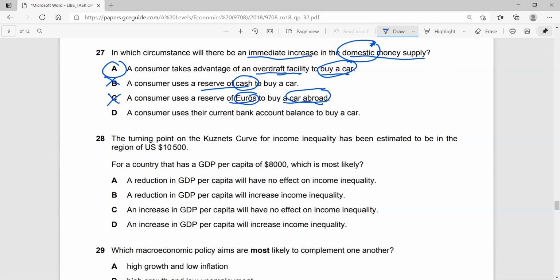A consumer uses their current bank account balance to buy a car. Now, this is slightly different from the overdraft. They're both very similar. But here, you're just using your money, which was part of your bank account, to buy a car. So the immediate increase in the money supply would be more pronounced in the overdraft case, and the loan aspect is where the increase comes in the money supply. That's where you're taking money that otherwise wasn't there, that was at the bank. This is just you using your own money, except it was placed in the bank. So that's why D is not as compelling as A is.